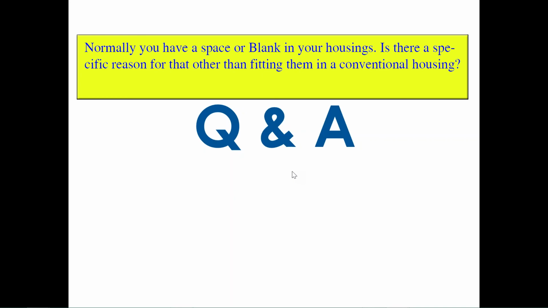Okay, so there's a question. Normally we have a space or a blank in our housings. Is there a specific reason for this other than for not fitting? I guess the question is why don't we fill the pressure vessels with membrane elements? Sometimes we do. But for our general standard product design, we use 4 membrane elements in a 5M vessel. What that's doing is adding a little intrinsic volume to the system and giving us a little more time between flushings, or a little bit longer sequence time.